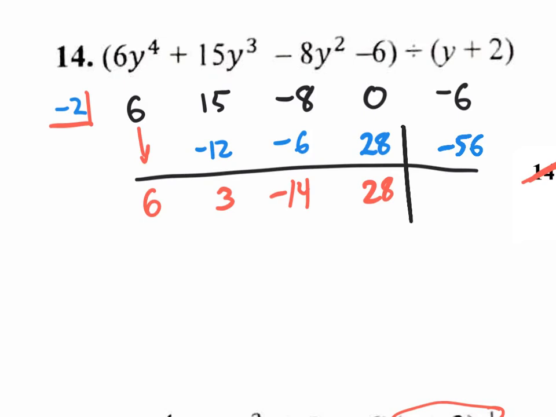Put the line. Our remainder will be, what's our remainder? -62. So what's our answer going to be if our original polynomial started with the y to the 4th power? What's this going to be? That's right, 6y to the 3rd plus 3y to the 2nd, and then?